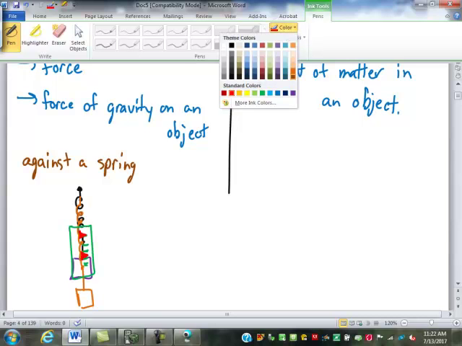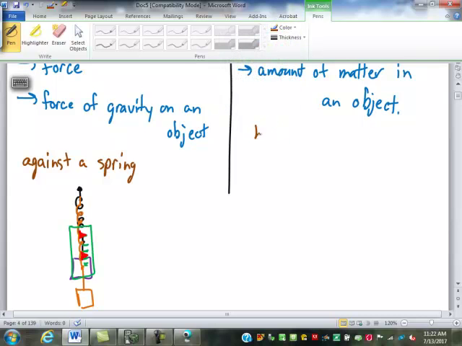Mass is measured with a balance. So a balance basically looks like a teeter-totter. We put our object that we're trying to measure on one side, then on the other side we put known masses until it balances. And once it balances, whatever mass we have over here, the known masses, that equals the mass of the object we're measuring.